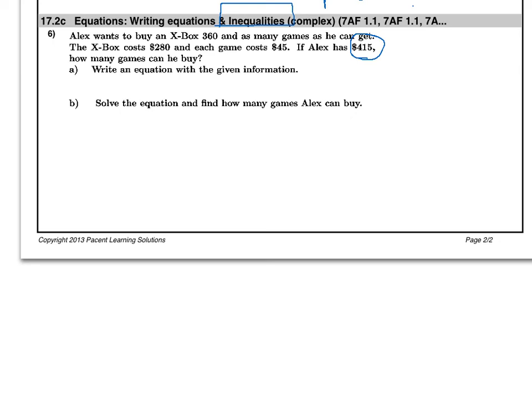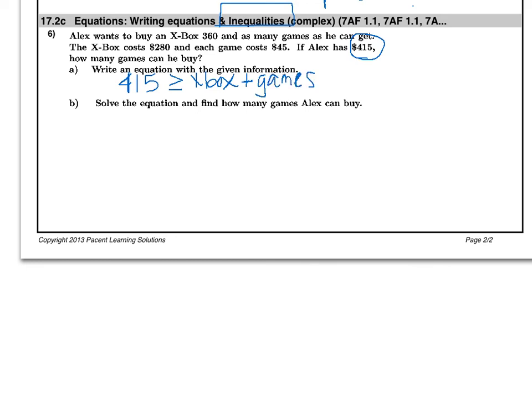So I'm going to start with that number, $415. Now, can he spend more? When he buys his games and his Xbox, can he spend more than $415? No, he has to spend 415 or less. So we need that to say that. $415 is going to be greater than or equal to his Xbox plus the games. Okay, now this isn't the official equation.